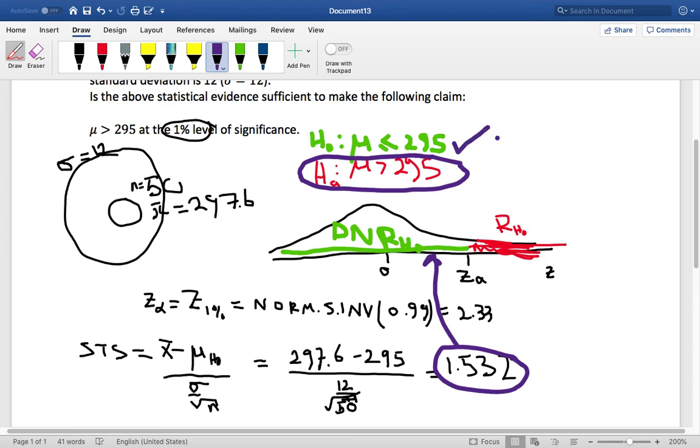But we still get the result for the other one. So the results are going to be opposites. If I agree with one, I disagree with the other. So does the mean appear to be greater than 295? The answer is no. It does not appear to be greater than 295.